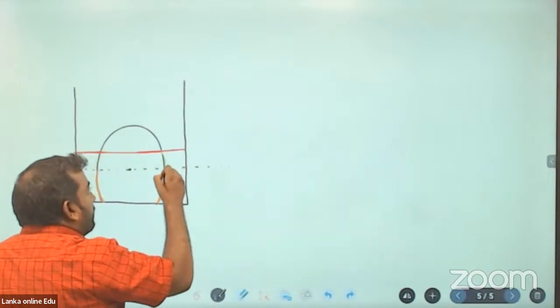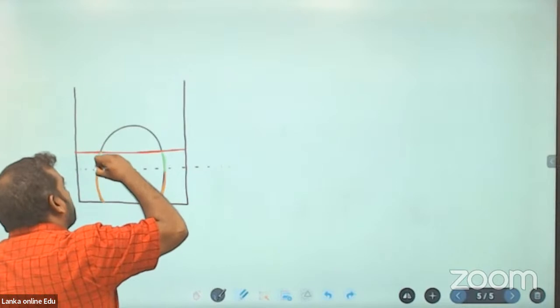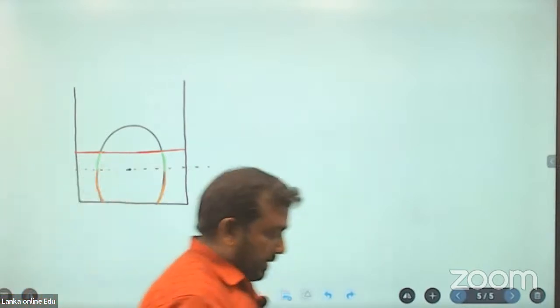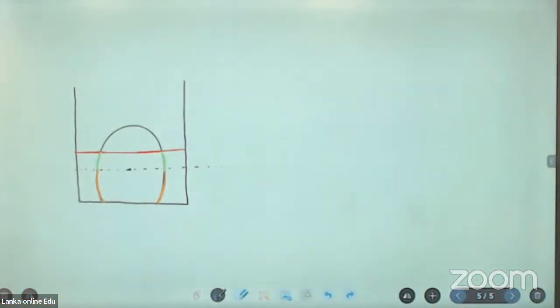I will show it with a different color. I hope you can see this. Can you all see this color? Green color, can you all see? Lightly you can see, no? Right. Okay.